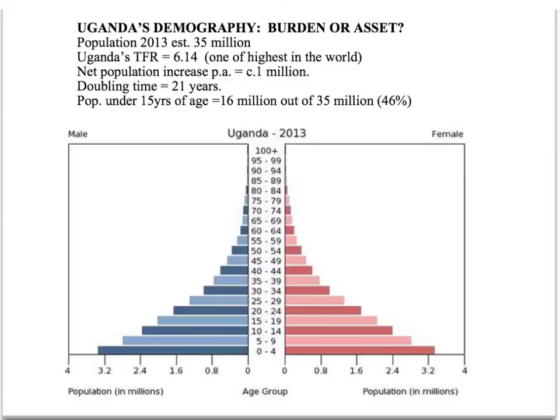So this is Uganda, which currently has a population of about 35 million, but it's growing at the moment at about 1 million people per year, and the estimated doubling time for the Ugandan population is 21 years. And we can see here the effect of that on the structure of the population in Uganda, a really high number of people under the age of 15.